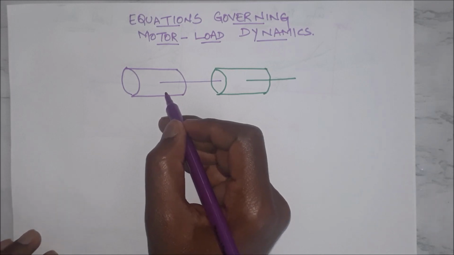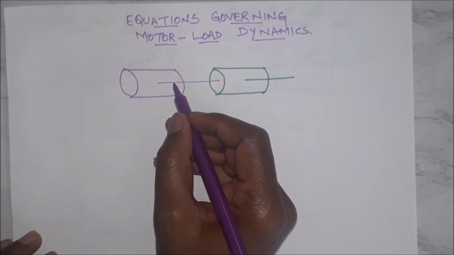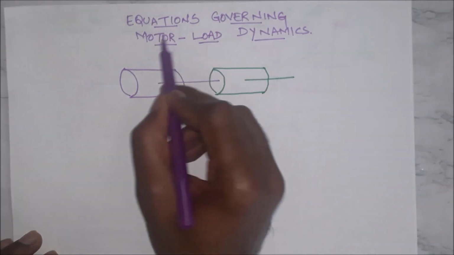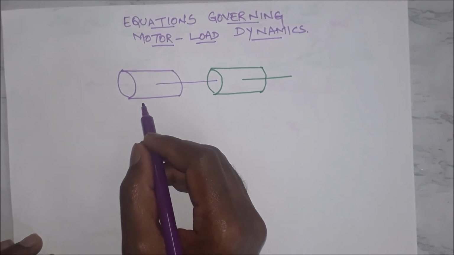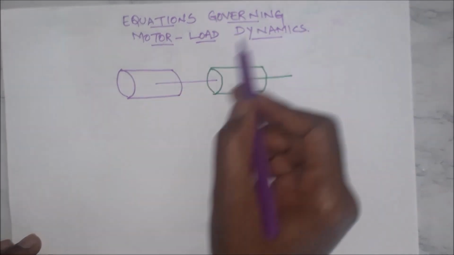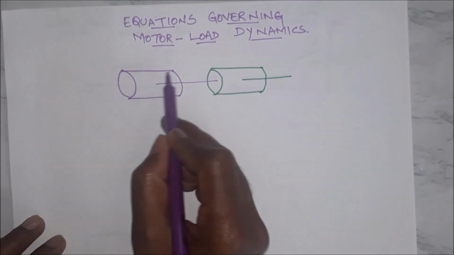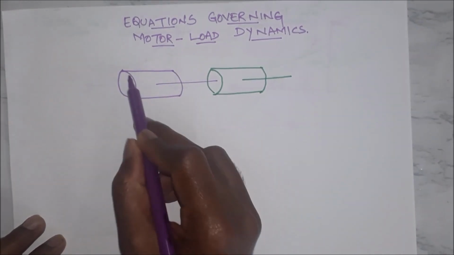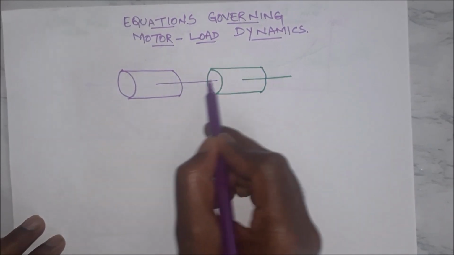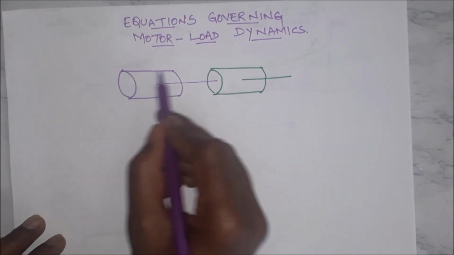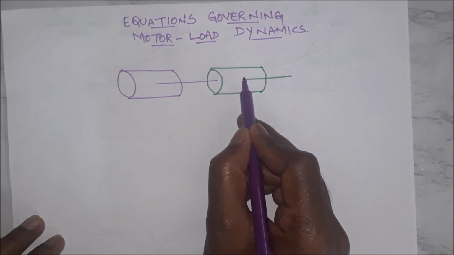Now let us go to today's discussion of the electrical drives course. The topic is equations governing motor load dynamics and steady state stability of an electric drive. So first let us see the motor load dynamics. Assume this as a motor. This motor is mechanically coupled to a load through a shaft.